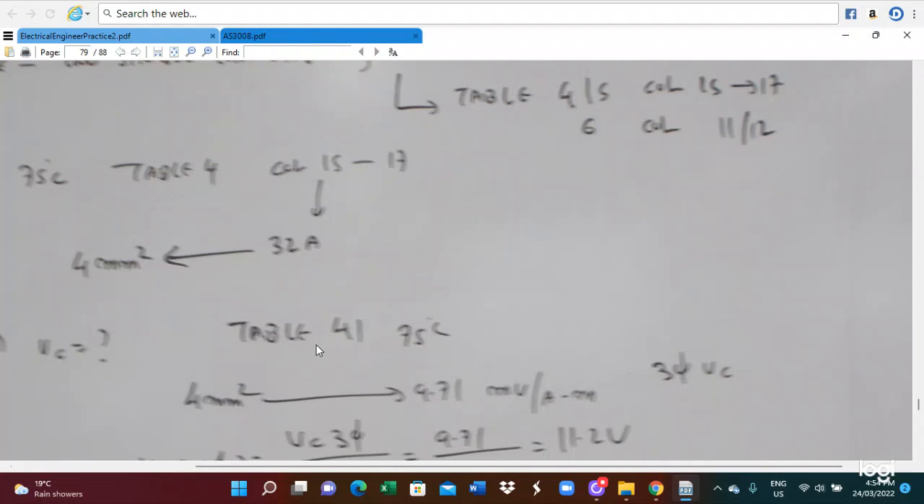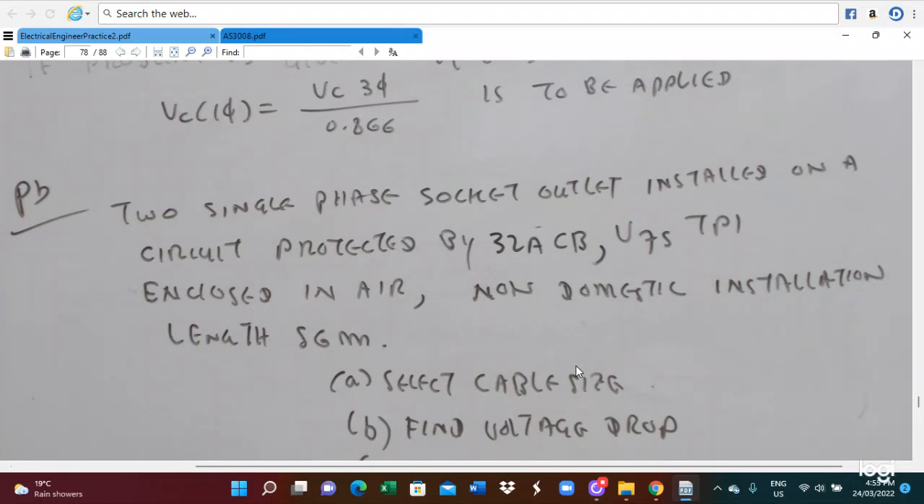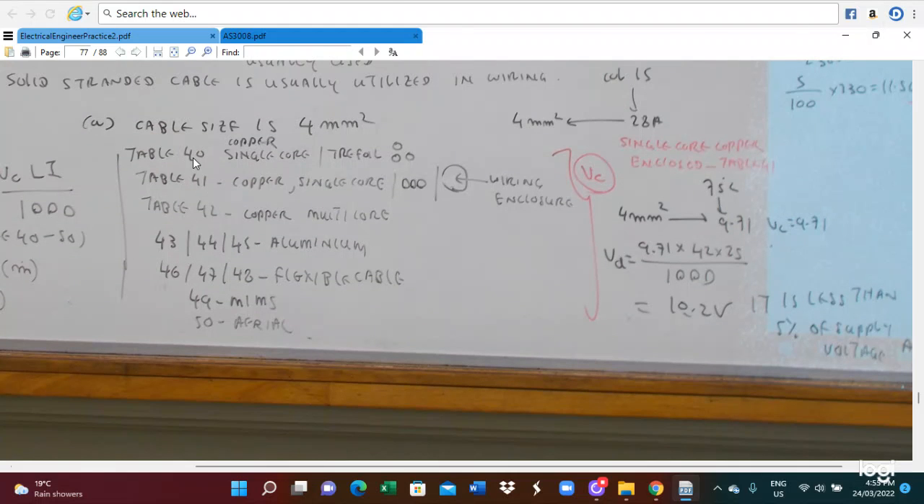After that, we have to justify with the voltage drop. The voltage drop is how we find out which cable we have to utilize. It depends on how the cable is installed, tables 40, 41, 42 like this. In this case, it is installed on the circuit as two single-core cables. This is copper single core.